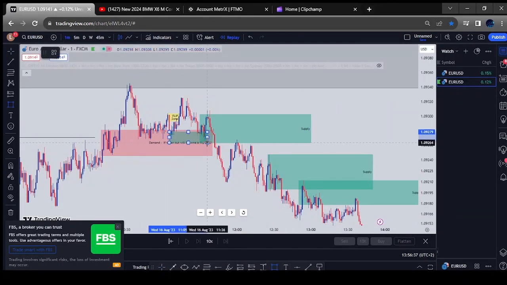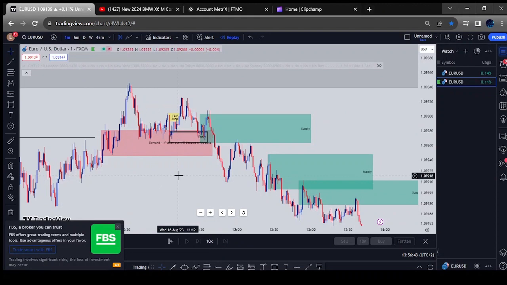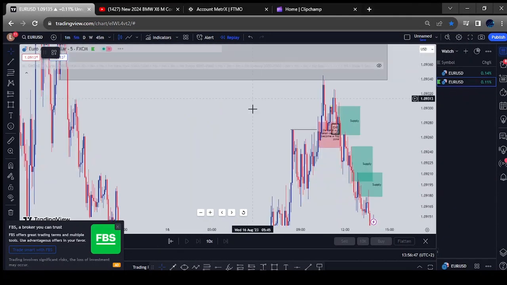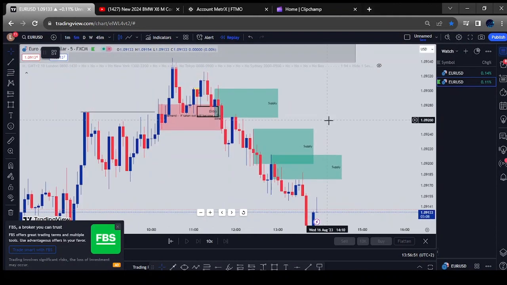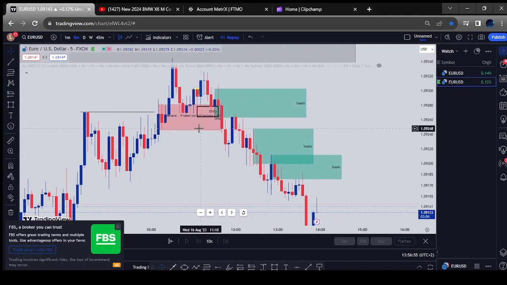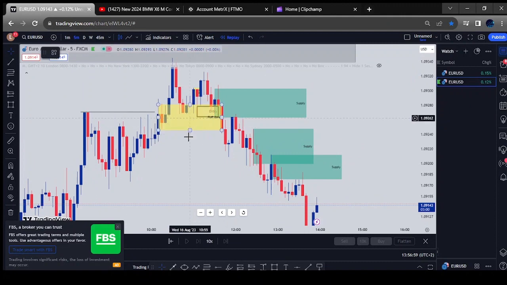My entry model did play out, but it's just one of those, price didn't work out for me. I was taking an entry here and price just ran me like this. So as soon as that happened, I was guns blazing looking for selling opportunities at that point. I saw this supply zone. So now I'm just going to mark this with the yellow flip zone. So this is a flip zone.